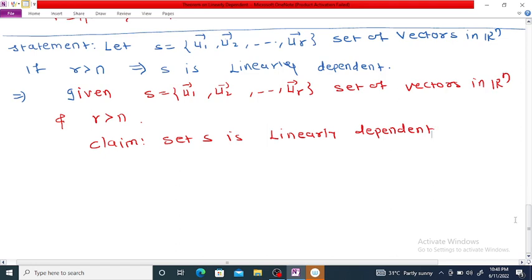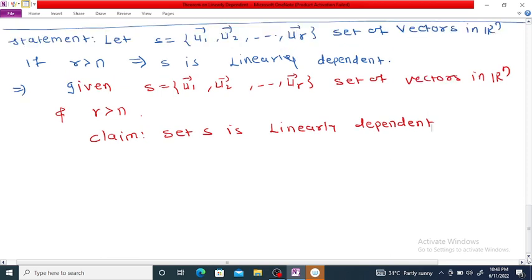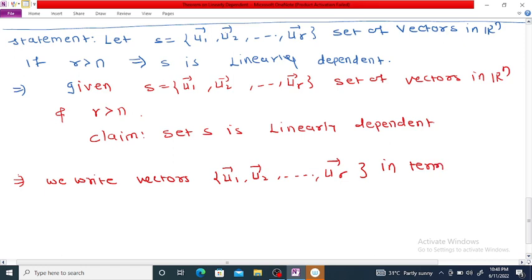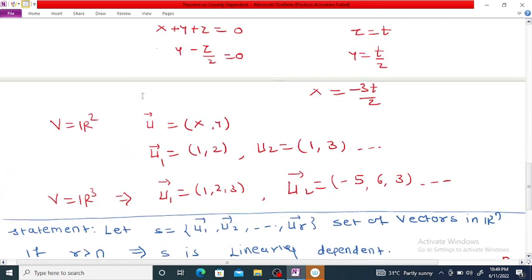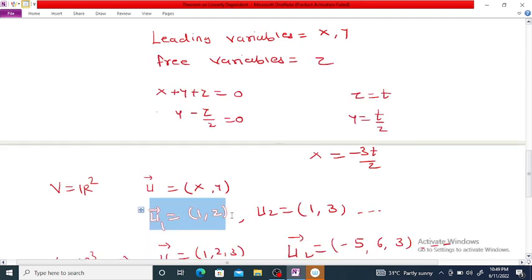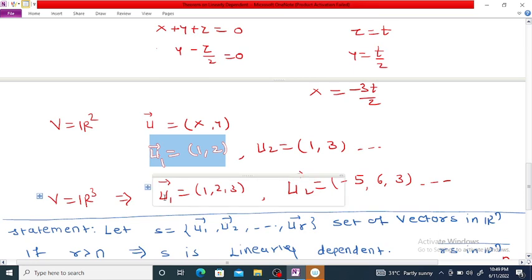So now we are going to write the proof. Given. First of all we write the vectors u1 bar, u2 bar, dot dot dot, ur bar in terms of their components. Like here, what is vector u1 bar in R square? It is 1 2. Vector u1 bar in R cube is 1 2 3.